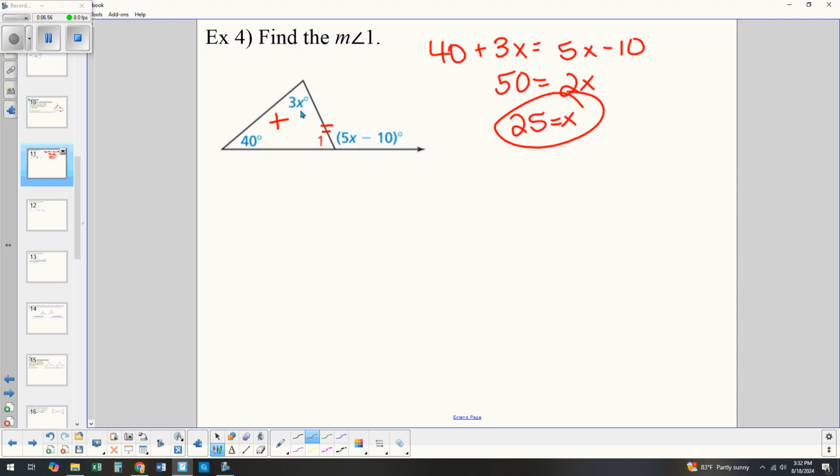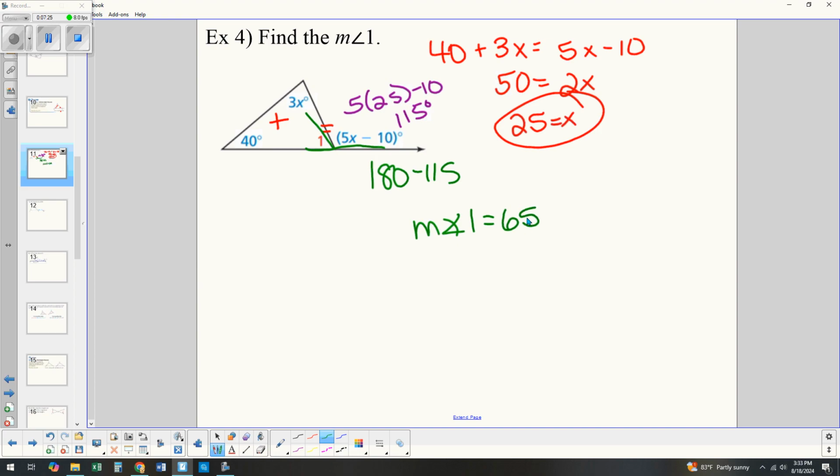And if I put that back in, either to this angle or these, let's put it in here. 5 times 25 is 125, minus 10 is 115. These angles here are a linear pair. They make a straight line, right? They're adjacent. So I know that they add to 180. They're supplementary. So 180 minus 115, measure of angle 1 equals 65 degrees.